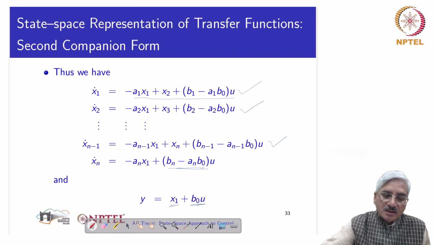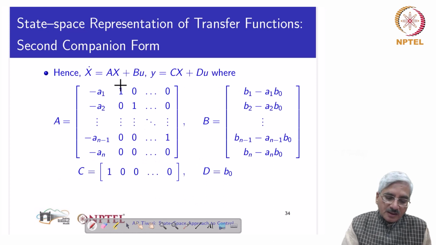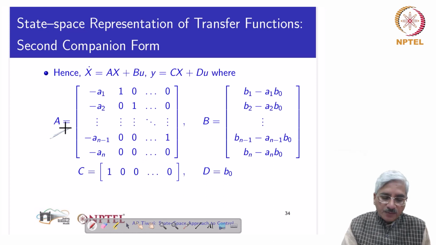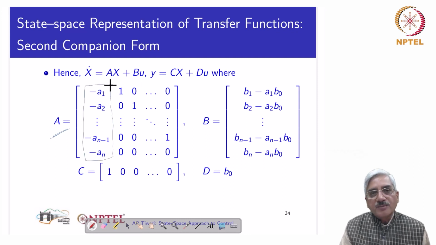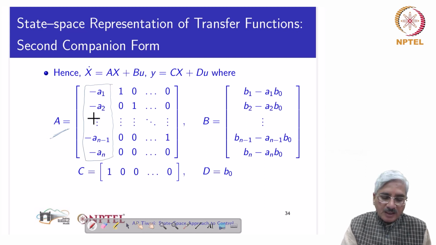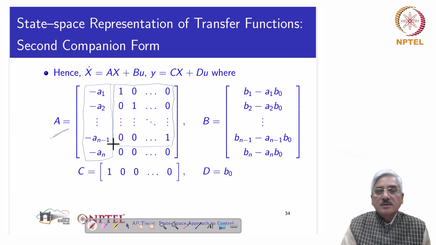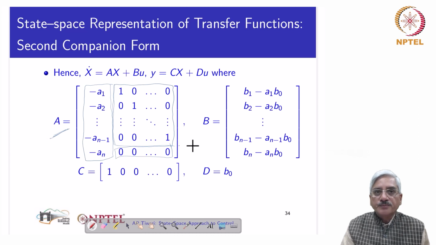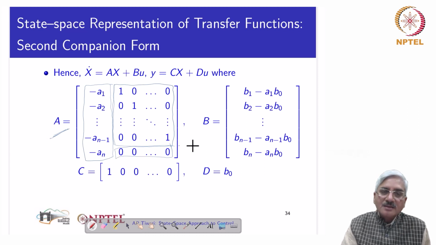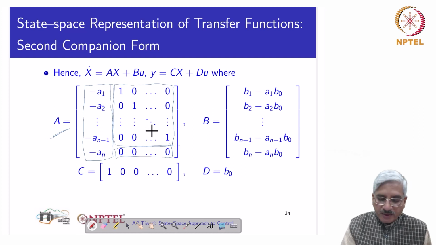And if we represent this in the matrix form, then we get this as the A matrix, in which the first column contains the coefficients of the denominator polynomial a1 to an with minus sign, and in the first n rows, the second column onwards up to the last column is an identity matrix. And as before, this is 0, however this is along the row. So this matrix, except that the last row has become the first column, is identical to the matrix which was obtained in the first companion form.